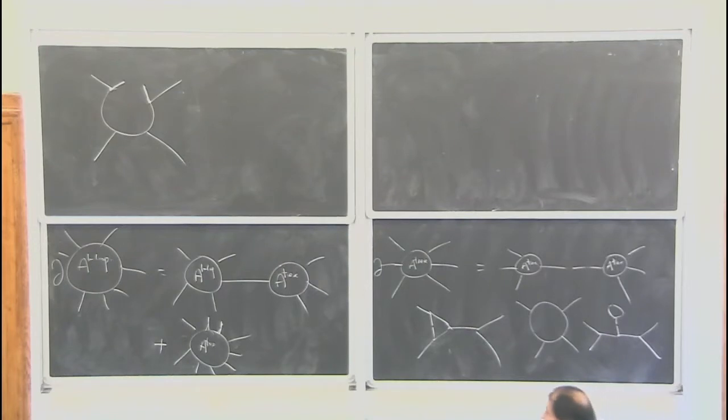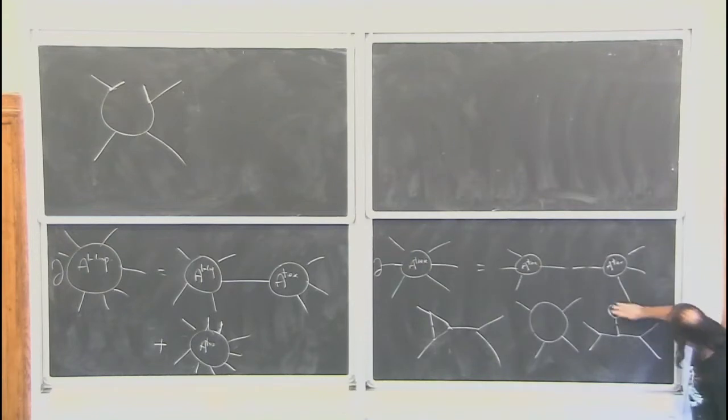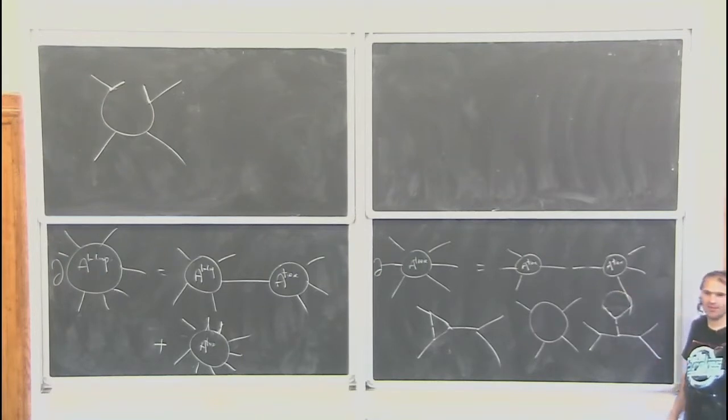Okay? Because, for example, I told you that when you factorize the loop, when you cut an internal propagator, you better get the tree. But the tree includes a diagram that looks exactly like this. If I cut this thing open, right? That's a piece of the tree amplitude. So I can't not include that. If I don't include that, I mess everything up. Right? I really have to draw every single planar diagram, right? Put them all together and see what I get.